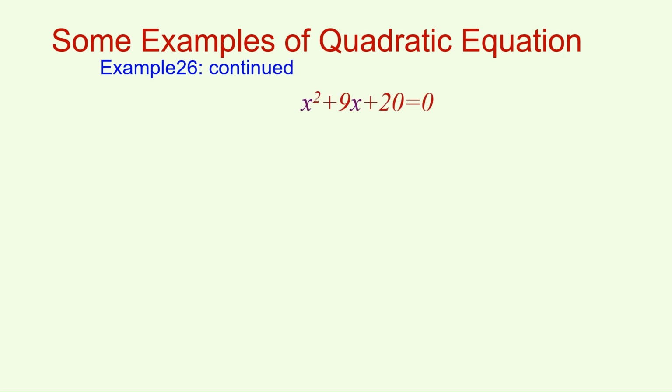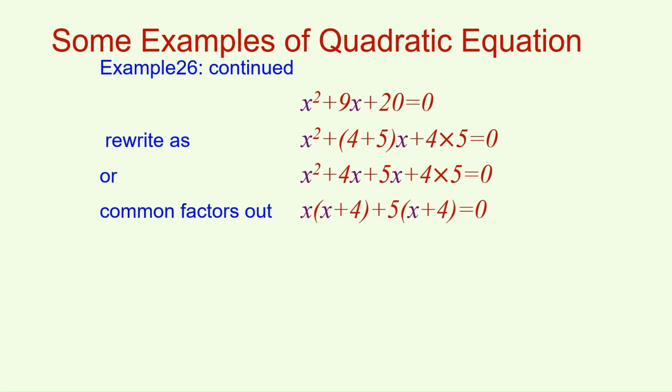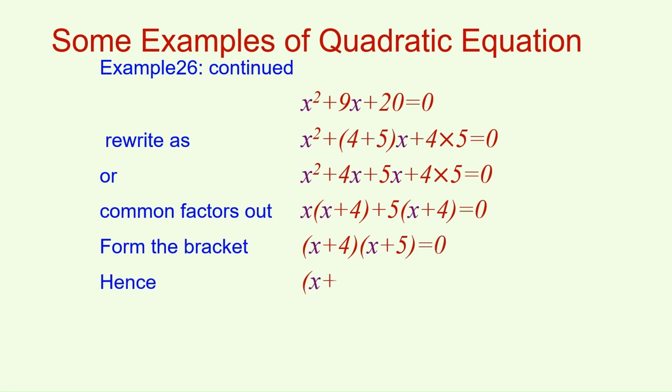Take x squared plus 9x plus 20 equals 0. Rewrite it as x squared plus 4 plus 5, x plus 4 times 5 equals 0, or x squared plus 4x plus 5x plus 4 times 5 equals 0. Take the common factors out, so it is x times x plus 4 plus 5 times x plus 4 equals 0. Taking out the bracket, x plus 4 times x plus 5 equals 0.